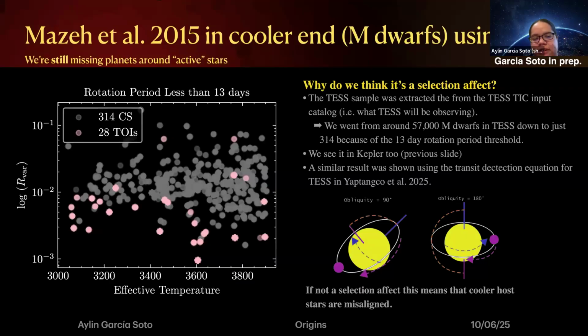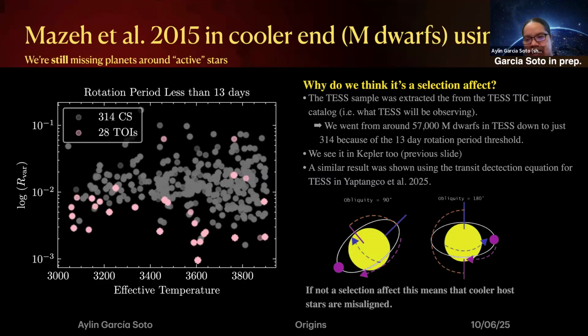Now I've recreated that plot for TESS. And I know you're looking at this plot and you're thinking, there's only 300 control stars. What happened to all the other stars? Well, I'll remind you, TESS has an inherent 13-day rotation period limit, which means that I can't look at anything above that because I don't know its period. And for this study, we really wanted to know what the period was. And so we went from 57,000 M dwarfs in TESS to just 314 with a less than 13-day rotation period threshold.